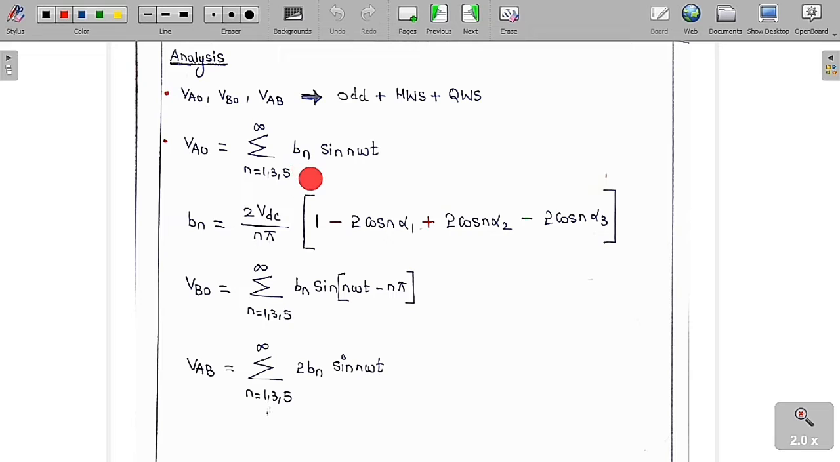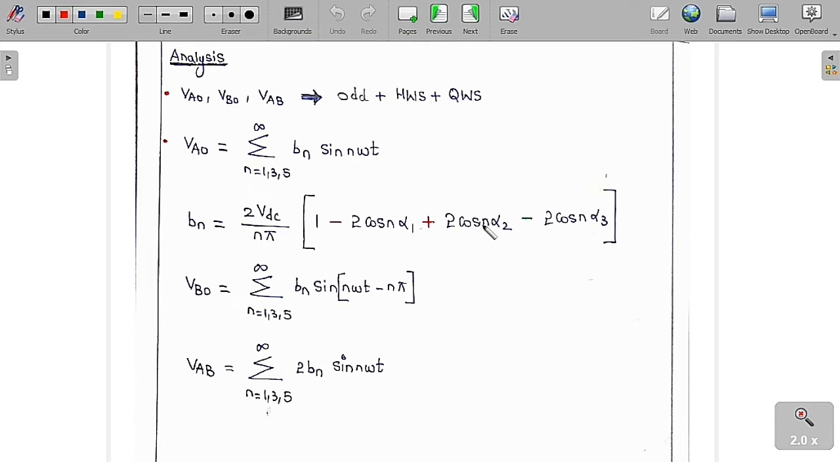So now I want to find what is the value of this Bn. So this is a Bn I want to figure out. Here Bn is equal to 4 into the peak value VDC by 2 by n pi into, the starting is higher, so plus 1. From high to low you are going to go, so minus 2 cos n alpha 1. Again you are going from low to high at alpha 2, so plus 2 cos n alpha 2. Again you are going from high to low at alpha 3, so minus 2 cos n alpha 3. So this is the function you are going to get.